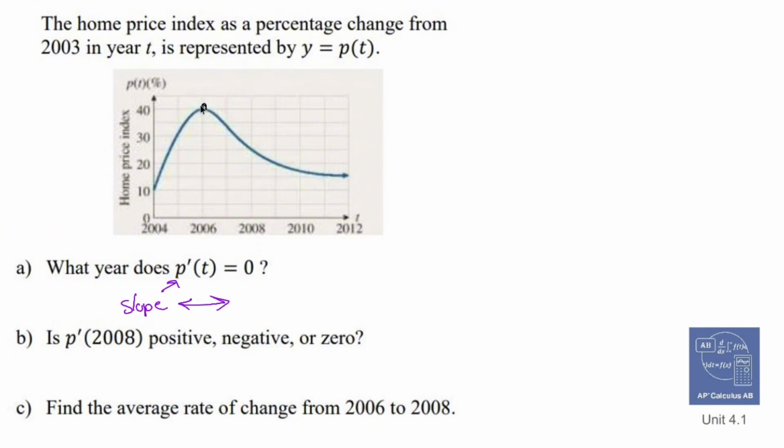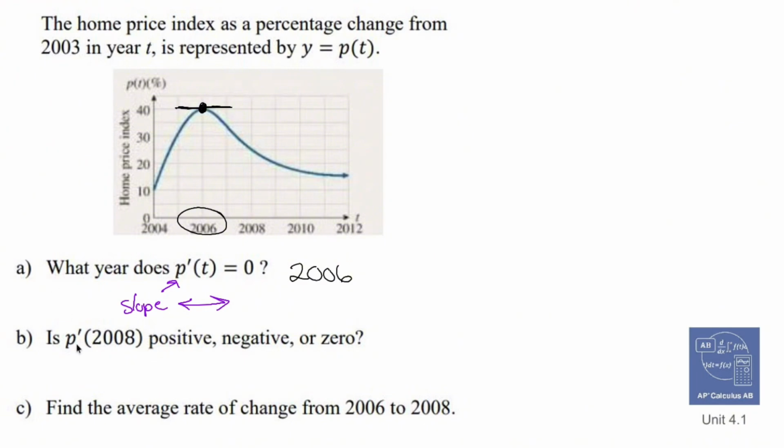Well, always at the top of a hill or at the bottom of a valley is where it's going to be completely flat. Okay, I'm going up, going up, going up, and the minute that I hit the tippy top here, I am flat. That is the year 2006. So the year that my derivative is 0 is when my instantaneous rate of change is horizontal, and that happens at the year 2006.